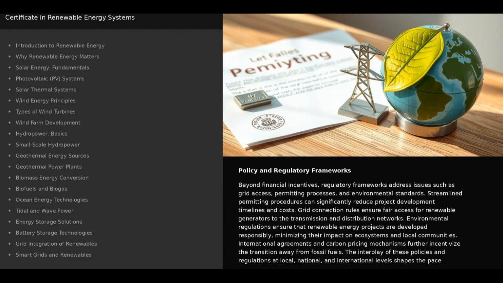International agreements and carbon pricing mechanisms further incentivize the transition away from fossil fuels. The interplay of these policies and regulations at local, national, and international levels shapes the pace and direction of renewable energy deployment, making them indispensable tools for achieving climate and energy goals. Continuous adaptation of these frameworks is necessary to keep pace with technological advancements and market dynamics.